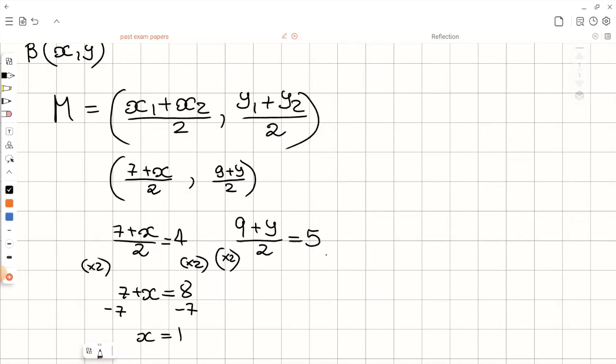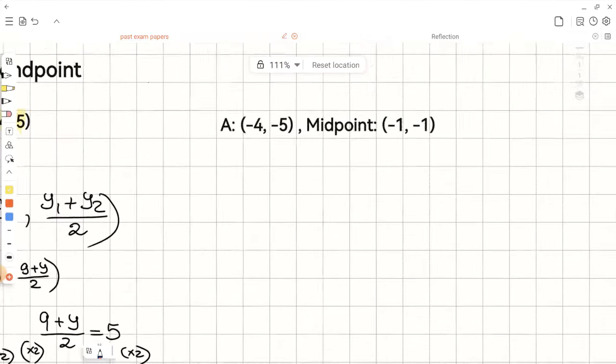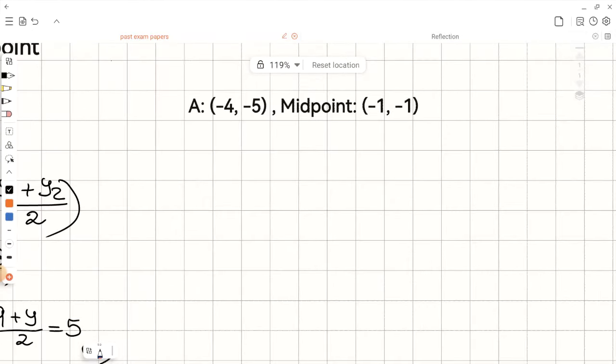Now let's do the same for y. We multiply the second equation, both sides, by 2, and we will have 9 plus y equals 10, and then if we subtract 9 from both sides, y will be 1. So we just found the final answer, which is (1, 1). This is the coordinates of the missing endpoint. Now let's have a look at the second example.